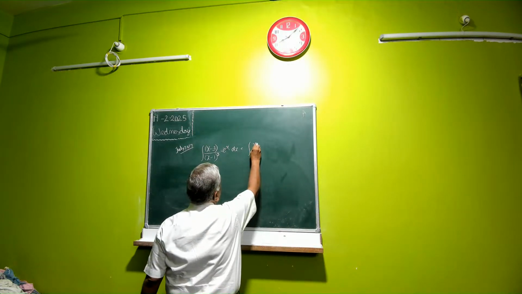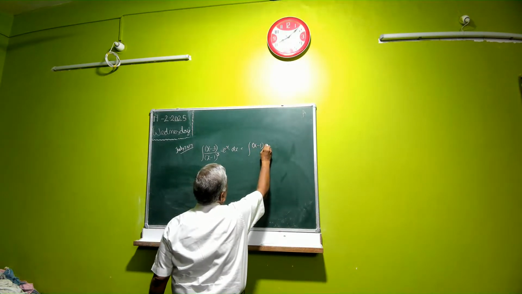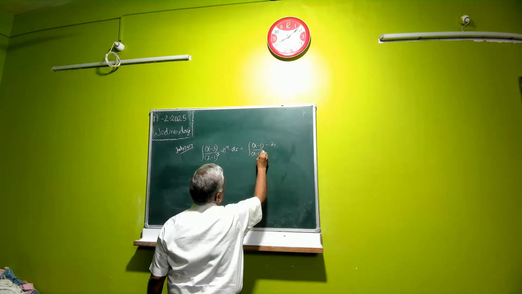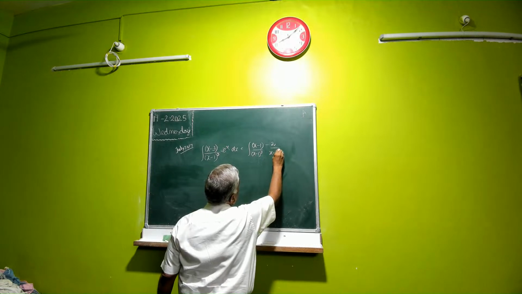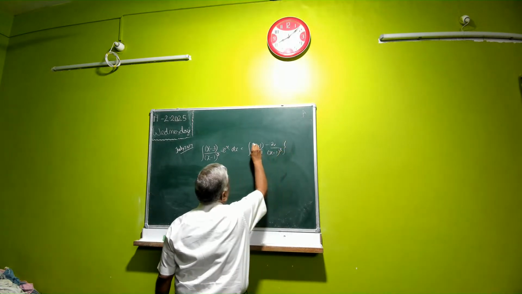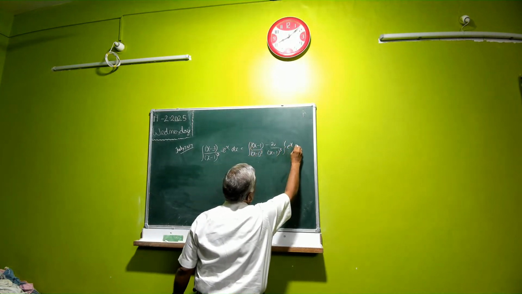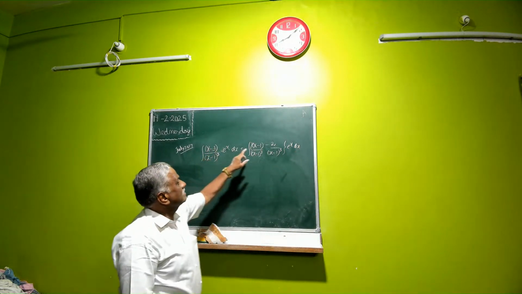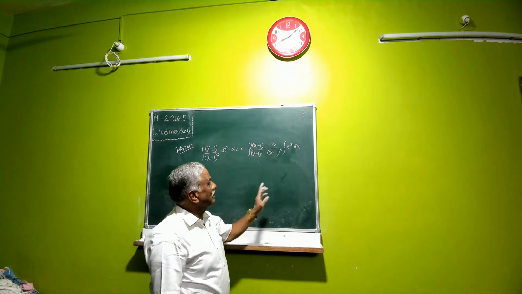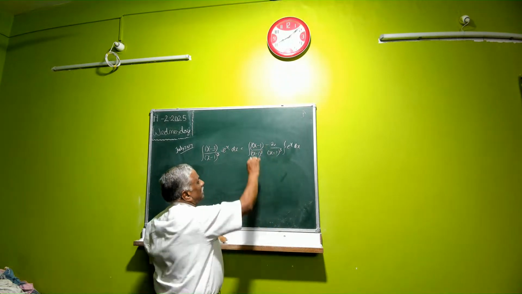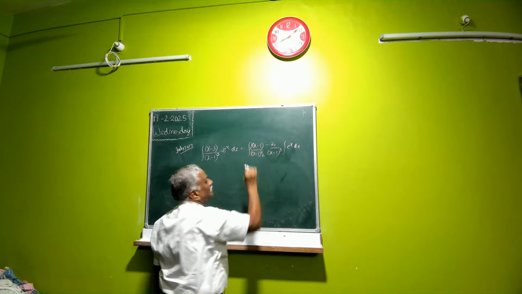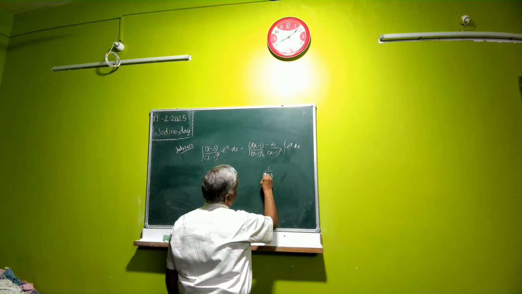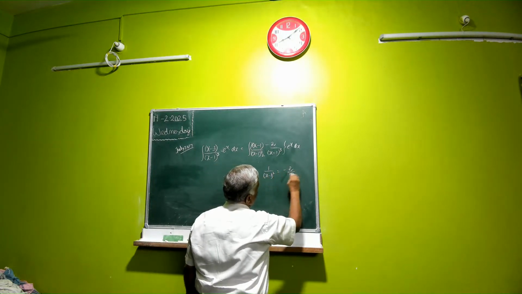You write this as (x minus 1 minus 2) divided by (x minus 1) whole cube, into e to the power of x. Minus 3 is written as minus 1 and minus 2. So x minus 1 will cancel, and you get 2. You should realize that when you differentiate 1 over x minus 1 whole square, you get minus 2 over x minus 1 whole cube.